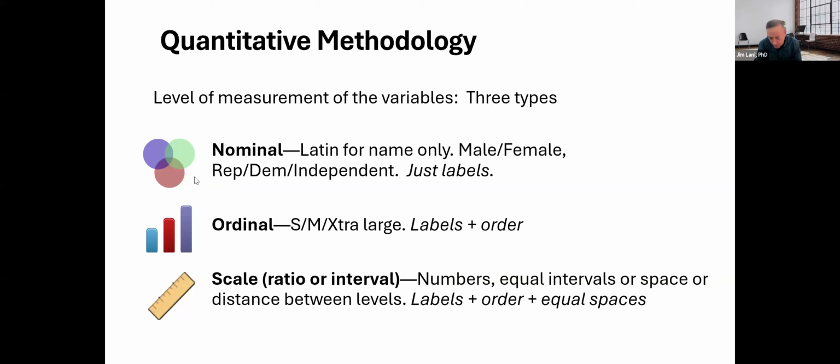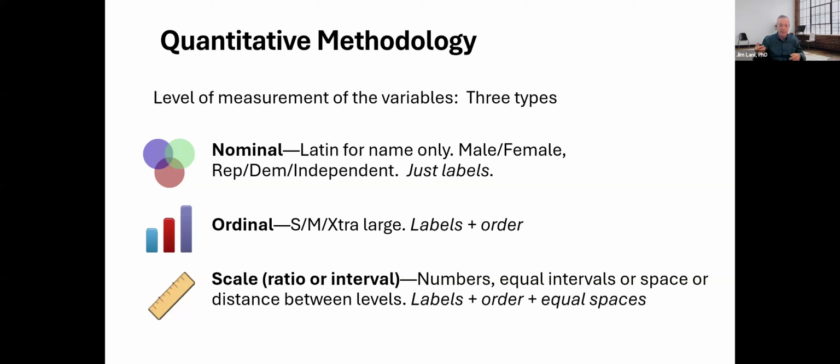So these nominal variables are really just names, the labels, okay? Male, female, Republican, Democrat. There's no order to these things. They're just names. As I say, nominal is Latin for name only. I should really get the actual Latin there, but that's another story. So just labels, no order, no hierarchy, things of this sort.